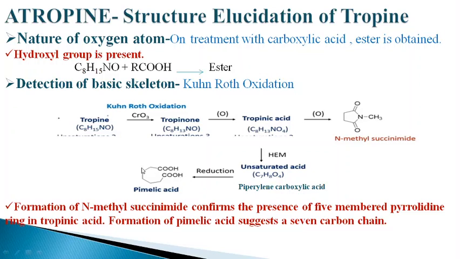The structure of pimelic acid is also known, and it contains 1, 2, 3, 4, 5, 6, 7 carbons. Pimelic acid is a 7-membered structure. This means that tropinic acid, or tropine, contains a 7-membered ring. Formation of pimelic acid suggests a 7-carbon chain in tropine.